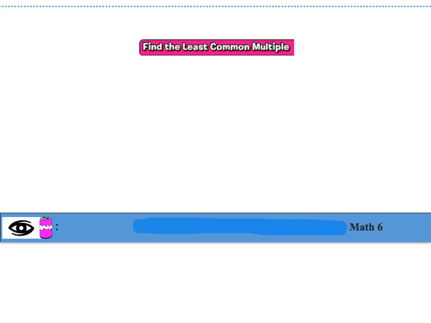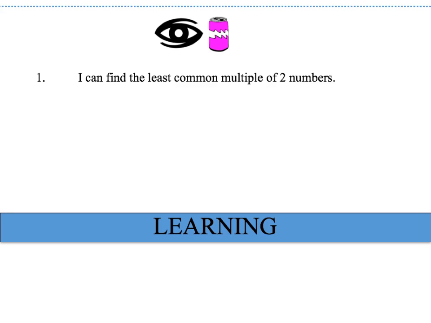Welcome to this lesson on finding the least common multiple. Please make sure you have these notes in front of you so we can begin our lesson. The I Can statement for this lesson says I can find the least common multiple of two numbers.